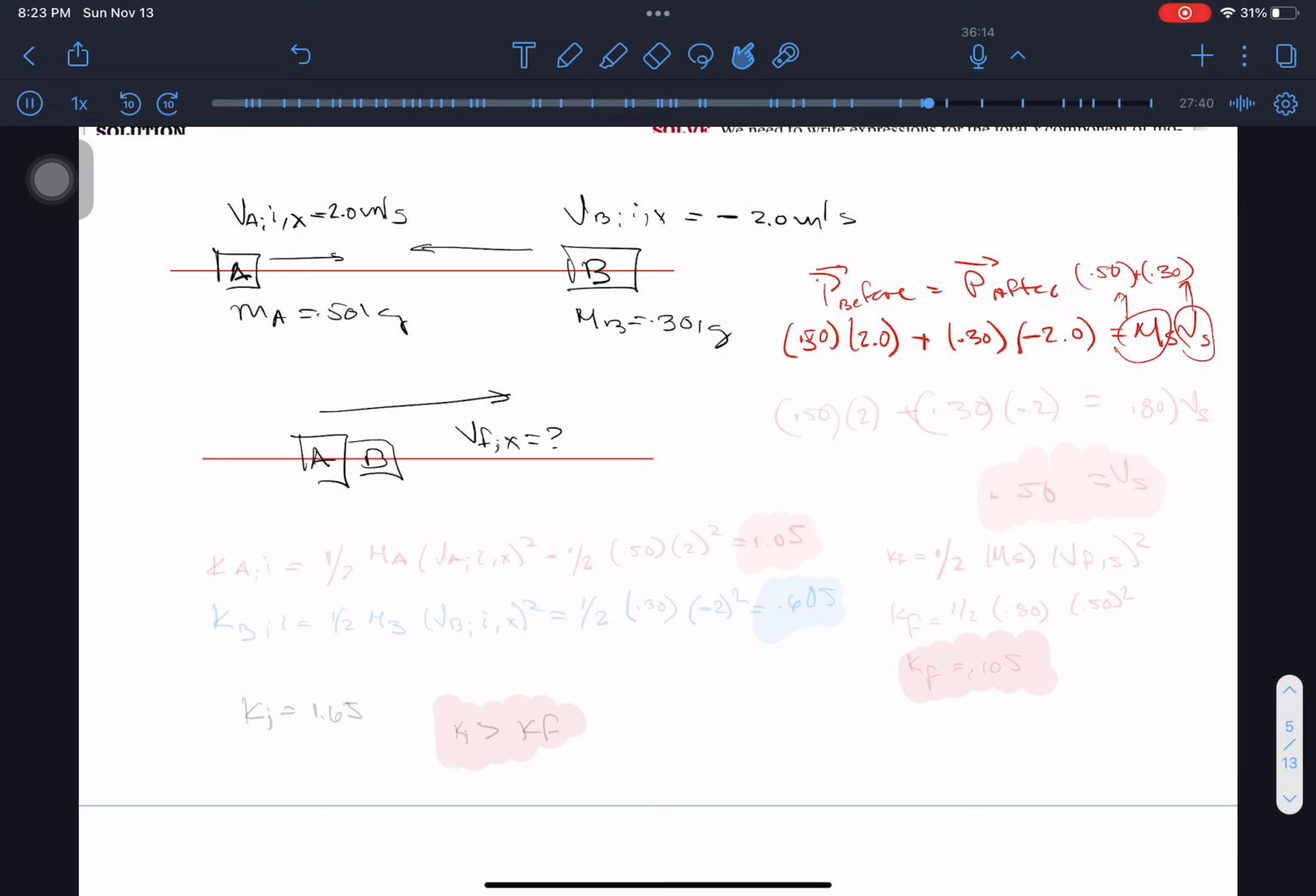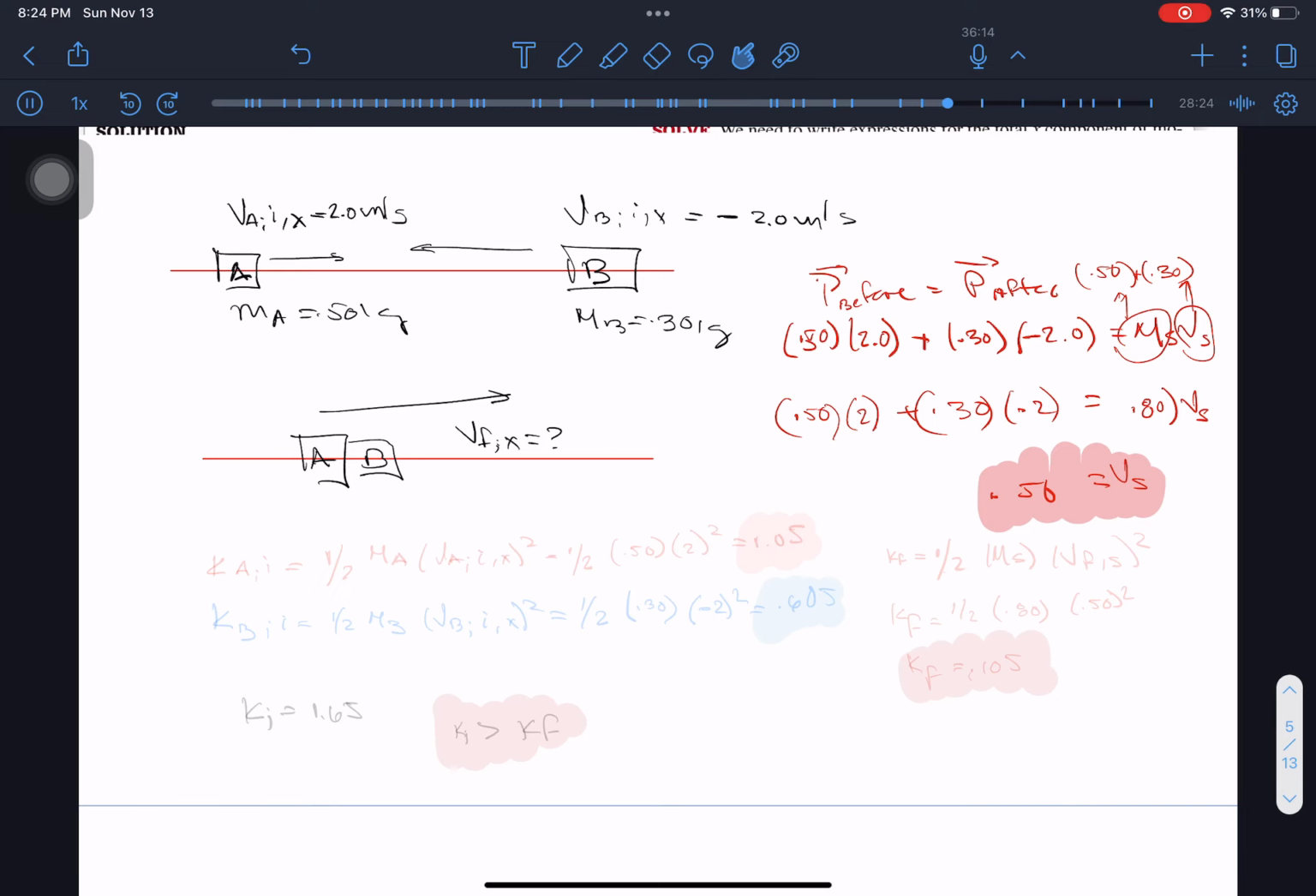This is going to give us the velocity. So there's going to be 0.50 times 2 plus 0.30 times minus 2 equals 0.80 times the velocity of the system. The velocity of the system is going to be equal to 0.50. That's going to be the final velocity of the joined gliders.